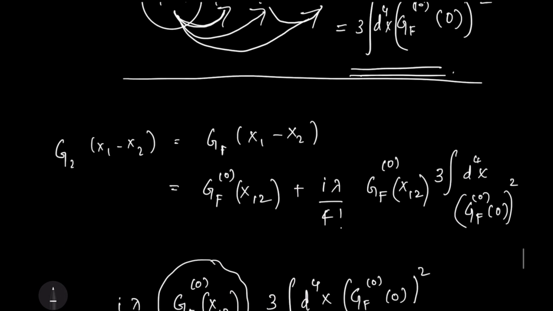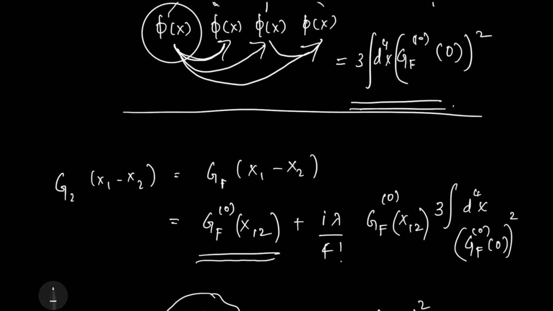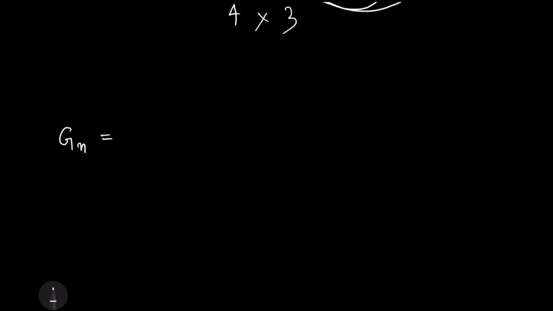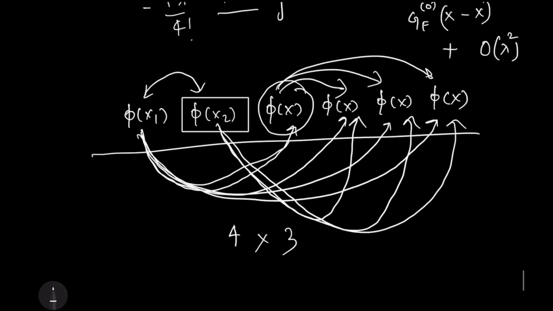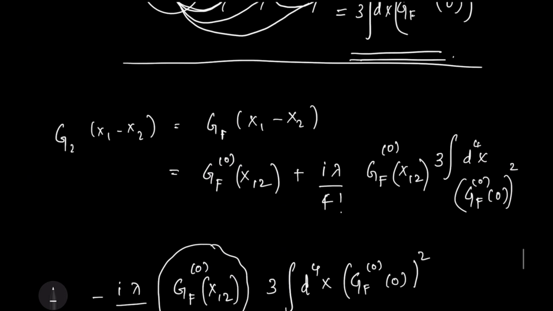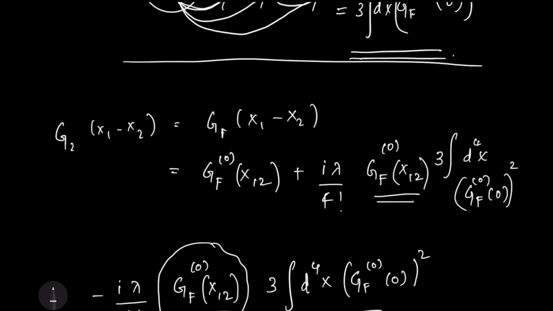So what is the first term? The first term is GF0 x12, which means there is a connection between x1 and x2. So the first one will be very easy. I can write Gn is equal to, so you have x1, you have x2, and this is GF0 of x1 minus x2. This way you represent the first term. Now what is the second term? I lambda by 4 factorial. So I'll just write i lambda by 4 factorial. Then here I have GF x1 x2 also, and 3 times this one also is there, right? So how do I represent this?